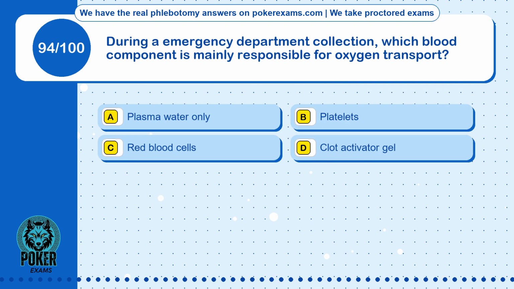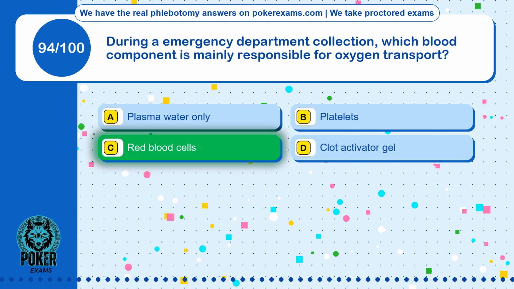Question 94. During an emergency department collection, which blood component is mainly responsible for oxygen transport? Option A, plasma water only. Option B, platelets. Option C, red blood cells. Option D, clot activator gel.